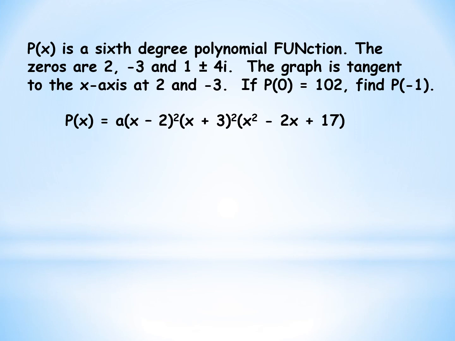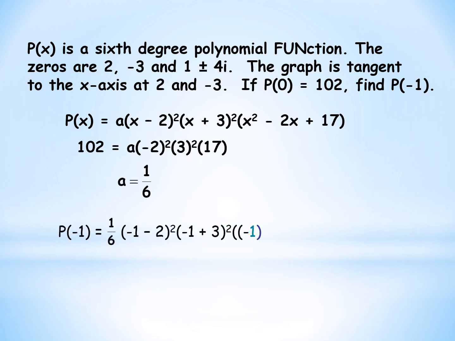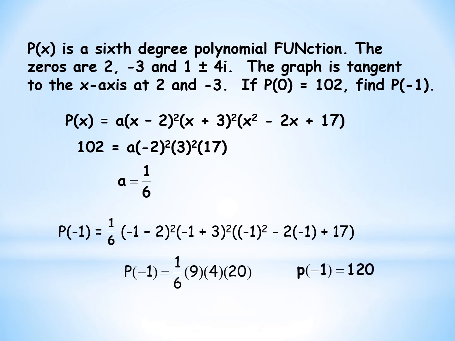And then I just took the 1 plus or minus 4i and worked backwards and got the expression for that. And then I put my a value here. Now I'm going to use this point, p of 0 is 102, in order to find my a value by plugging it in and simplifying and solving for a. So now I'm going to go back to this equation. I'm going to put my 1/6 in for a, and I'm going to put this negative 1 here for all my x's, and I'm going to simplify this. And so I get p of negative 1 is 120.